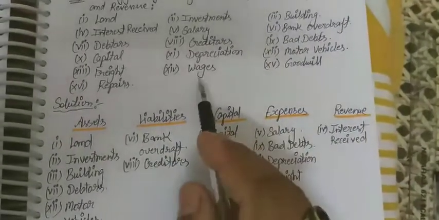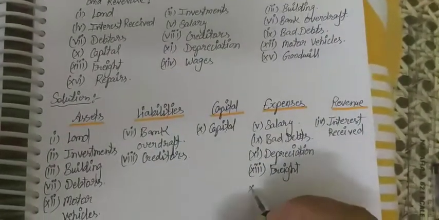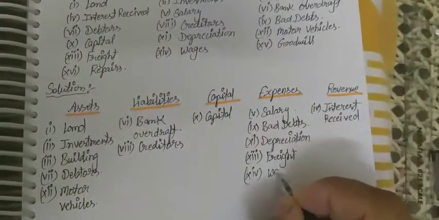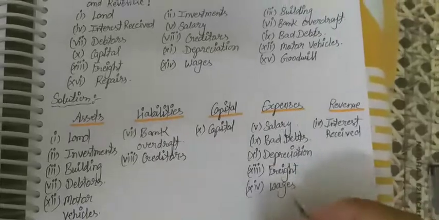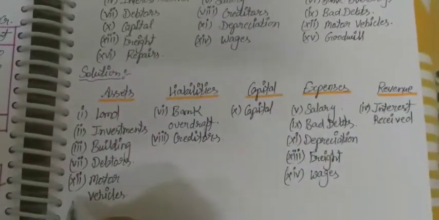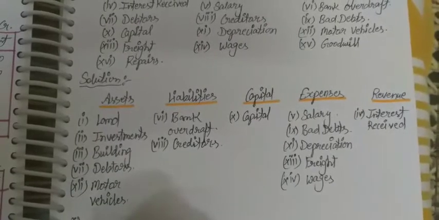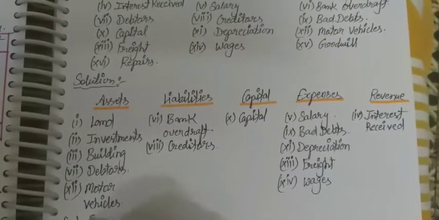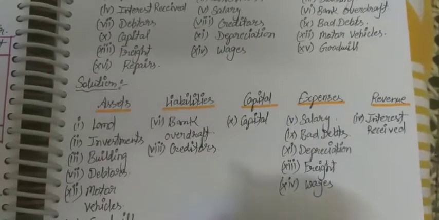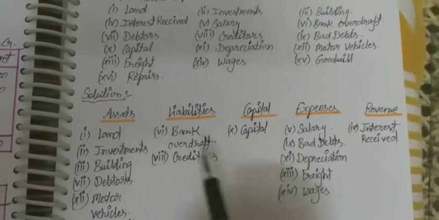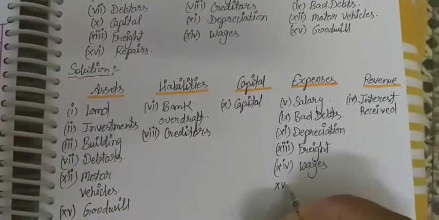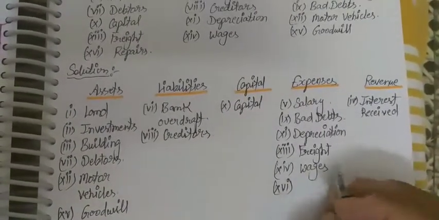Next one is wages. These wages will be paid to workers, that is expenses. So it comes under the expenses. Next is goodwill. Goodwill is also an asset of the business. It is the reputation of a business, and it helps the business to increase the profit in future. Next one is repair, and this repair is also an expense for the business.